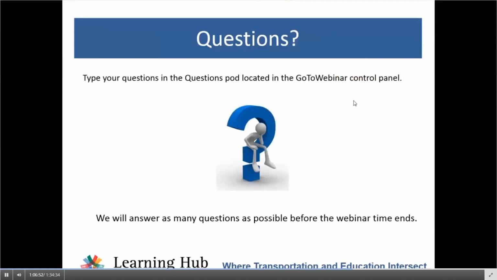So the first question that we have, what is the empirical basis for pedestrian LOS standards? Can you provide references for studies upon which standards are based? Okay, I'll take that one, Courtney.